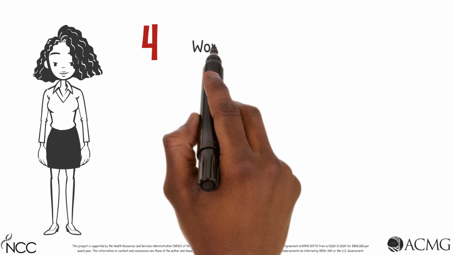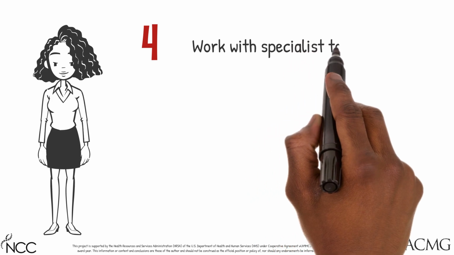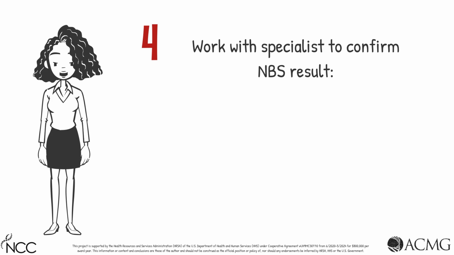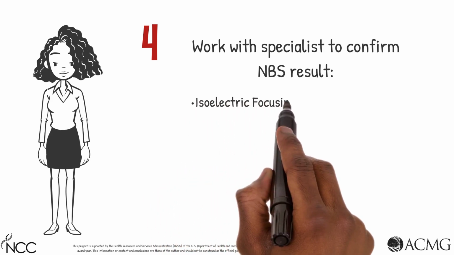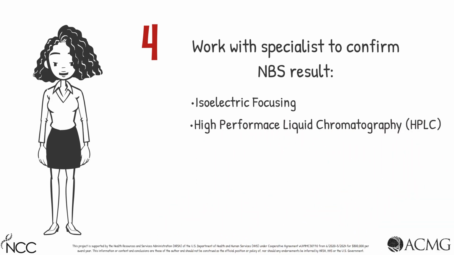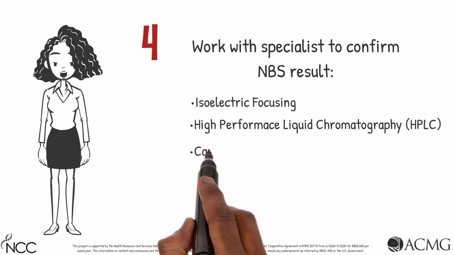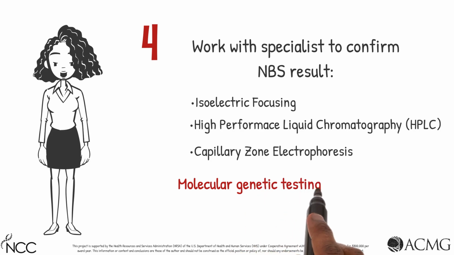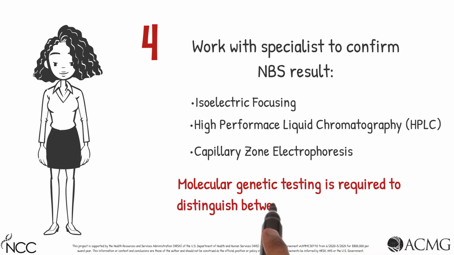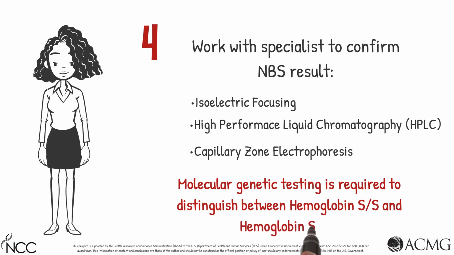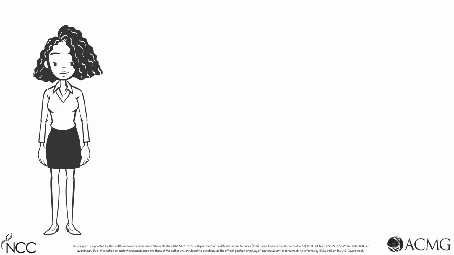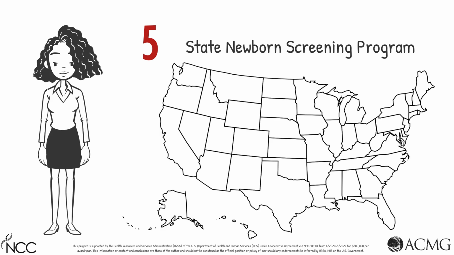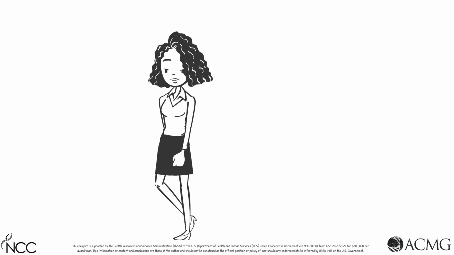Fourth, working with the appropriate specialist, take steps to ensure confirmation of the newborn screening result. Confirmatory testing includes isoelectric focusing, high-performance liquid chromatography, or HPLC, or capillary zone electrophoresis. Molecular genetic testing is required to distinguish between hemoglobin SS and hemoglobin S beta 0. Fifth, report the final diagnostic outcome back to your state newborn screening program.